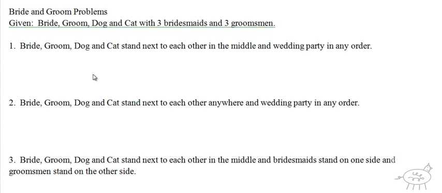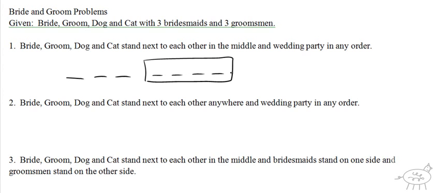So let's just get started here. I am actually not going to do the calculation on the calculator. I'm just going to show you the permutations. Sketch a picture and do the permutation. The first scenario is you've got a bride, groom, dog, and a cat. They stand next to each other in the middle, and the wedding party in any order. Here's the wedding party, and I'm just going to draw a box around this. This is bride, groom, dog, and cat, and this is the rest of the wedding party.